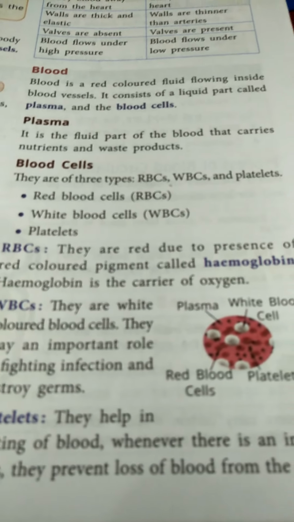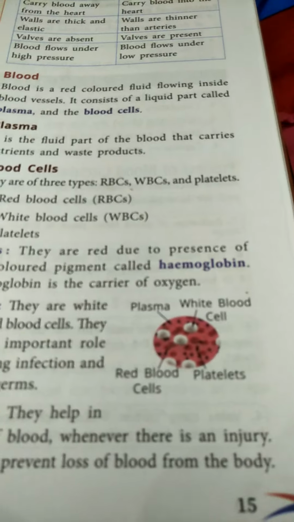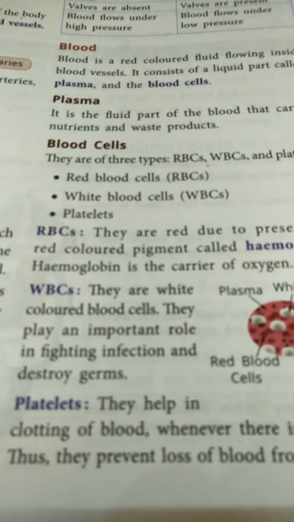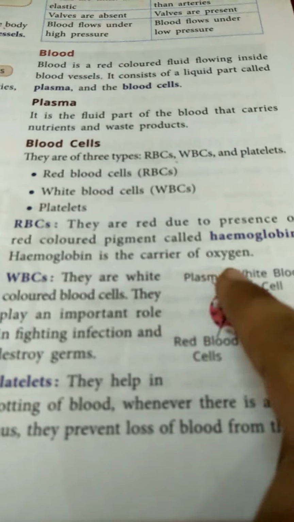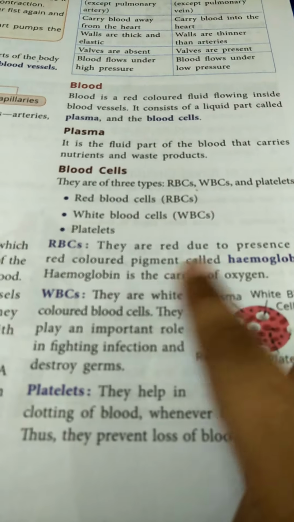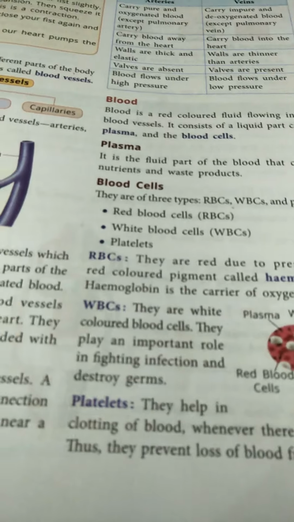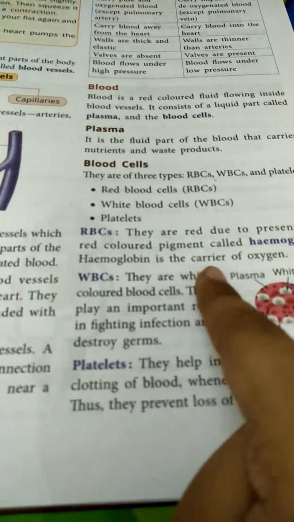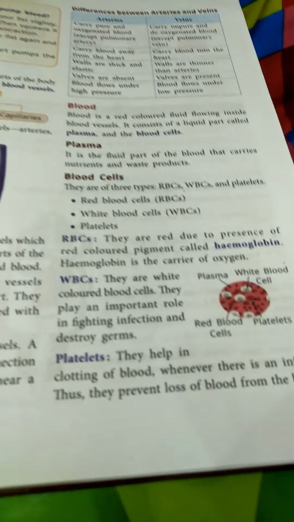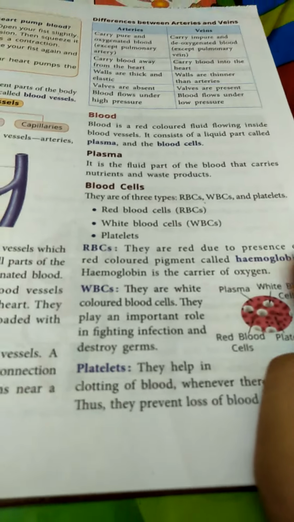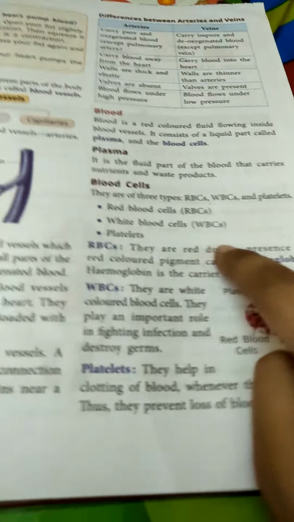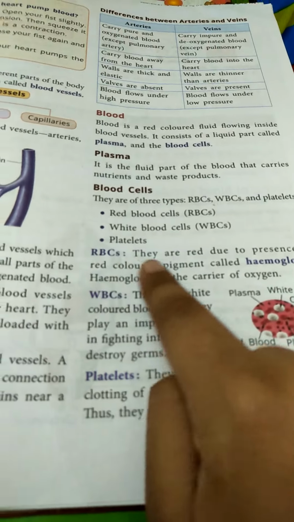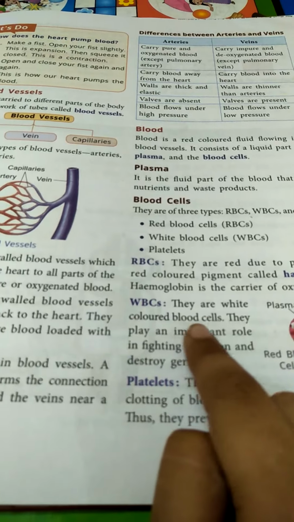RBCs are red due to the presence of a red colored pigment called hemoglobin. Hemoglobin is a carrier of oxygen. So now we have read about hemoglobin also. Because of hemoglobin, the RBCs become red.